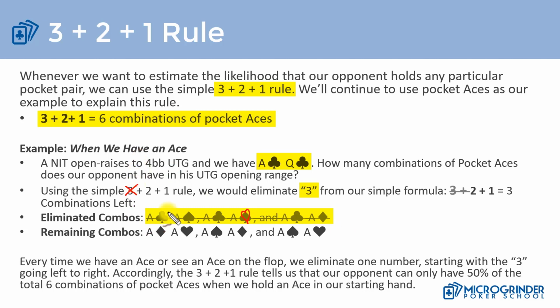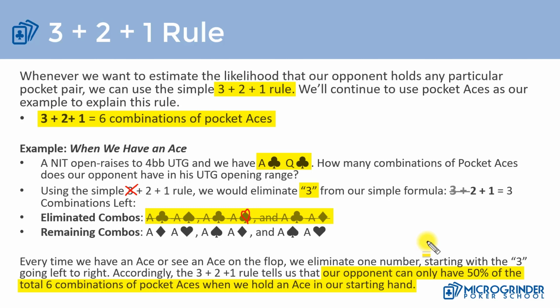Rather than having to think through this mentally about all these combos down here, we can use this 3 + 2 + 1 rule. Because we have one ace, there are only 3 combos of pocket aces left. So what does that tell us? Because we have ace queen of clubs, our opponent can only have 50% of the total 6 combinations of pocket aces when we have an ace within our starting hand. So we're effectively saying that by us having ace queen of clubs, the probability of our opponent having pocket aces has been reduced by 50%, which is quite a lot.